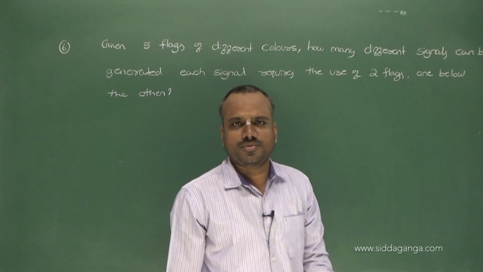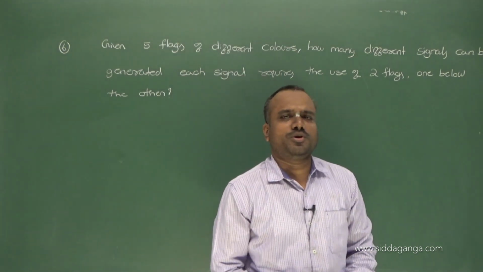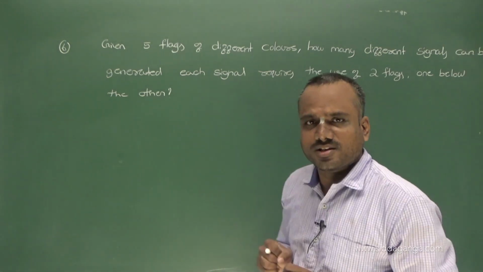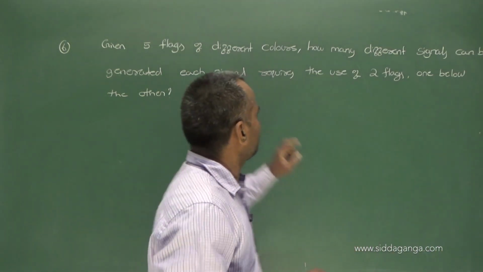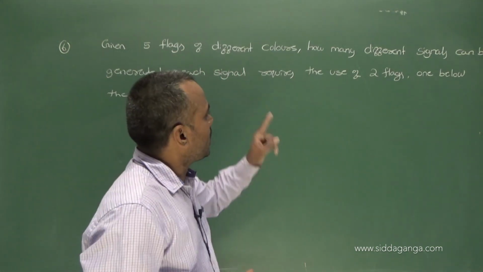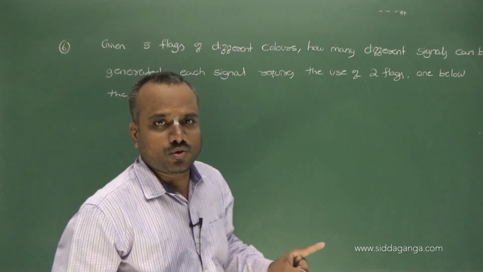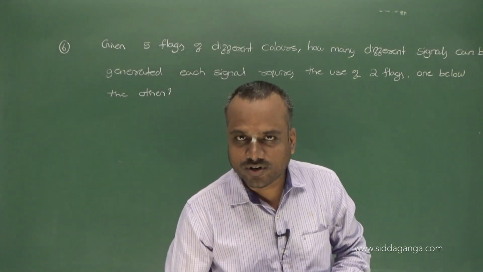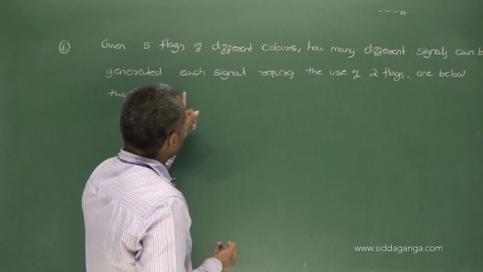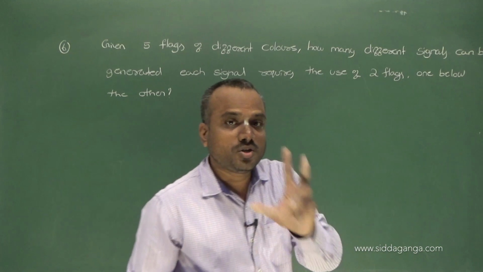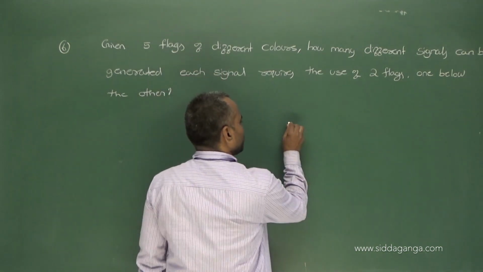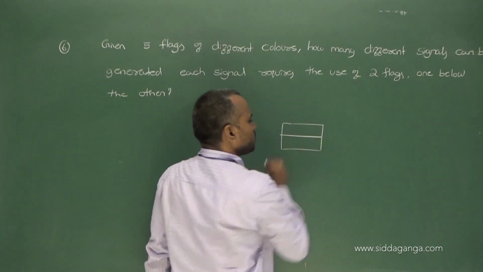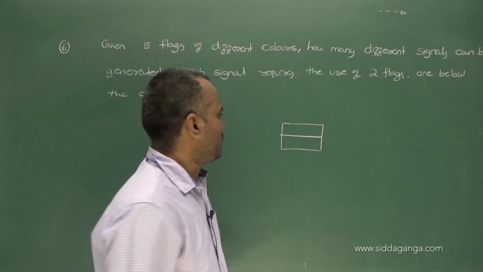See the problem. This is the last problem in exercise 7.1. Very simple problem. He has given 5 flags of different colors. How many different signals can be generated? Each signal requires the use of two flags, one below the other.